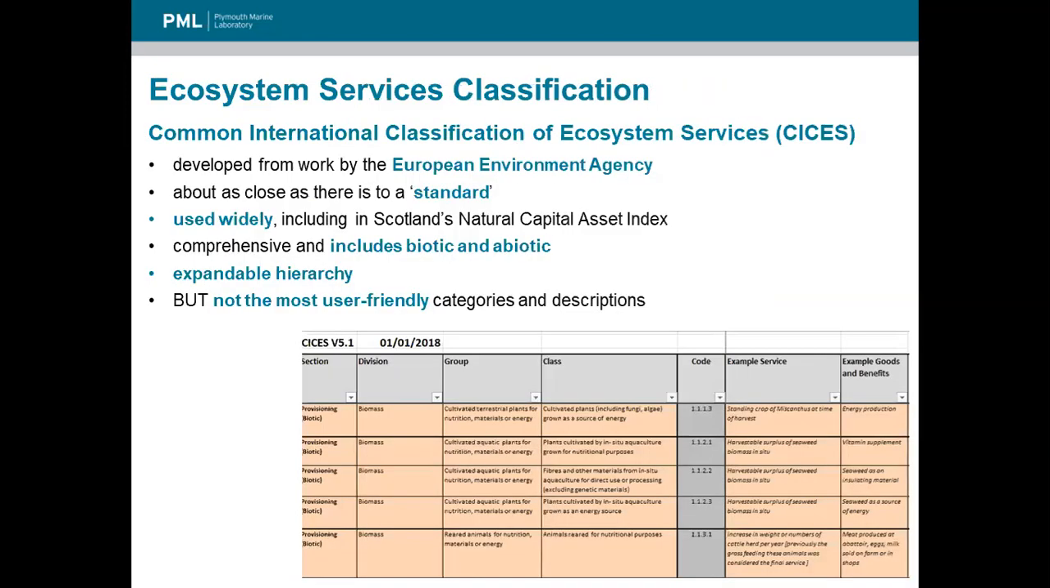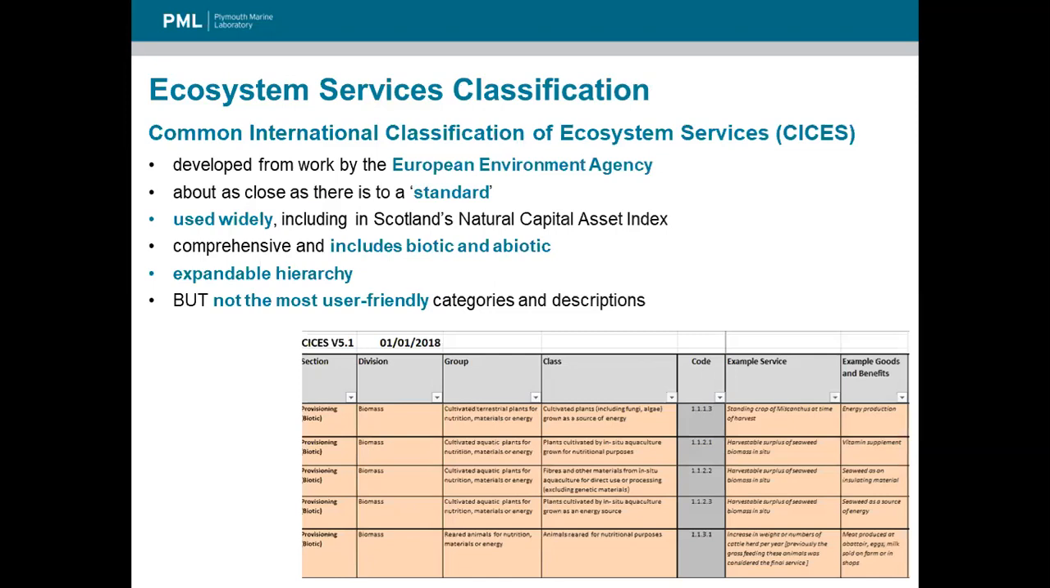Again, as with habitats, we're also proposing that there's a standard classification for ecosystem services, again, so that assessments are consistent and comparable. And the one we propose using is the Common International Classification of Ecosystem Services, or CICES. And the reason for this is that it's developed from a significant piece of work by the European Environment Agency. So, a lot of collective effort went into its development. And also, there are almost as many classifications as there are papers about them. And CICES is probably about as close as there is to a standard by virtue of the fact that it is widely used, including within Scotland's Natural Capital Asset Index.